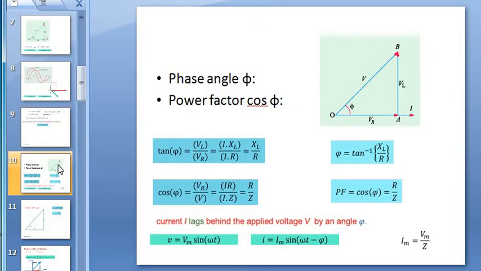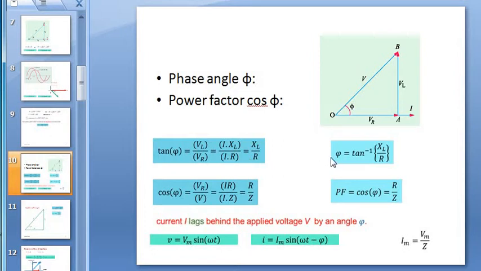Okay. Next, calculating the phase angle and the power factor cos phi from the very first diagram itself. What is tan phi of this diagram? Tan phi is equal to opposite side divided by adjacent side. Opposite side to this angle phi is VL and adjacent side is VR. VL is equal to I into XL. VR is I into R. I cancels, therefore tan phi is equal to XL divided by R.